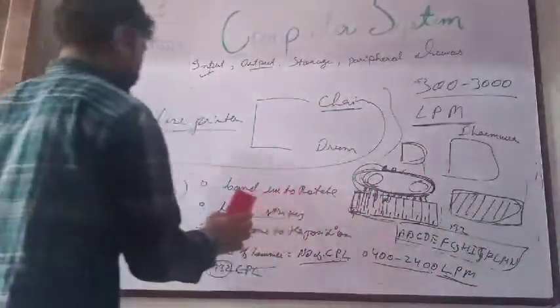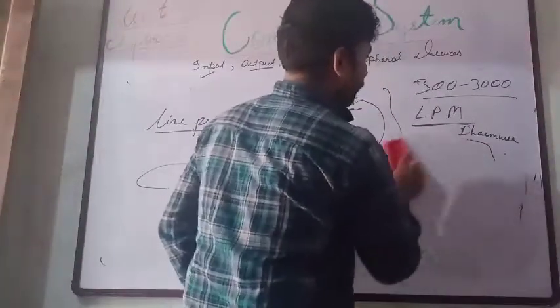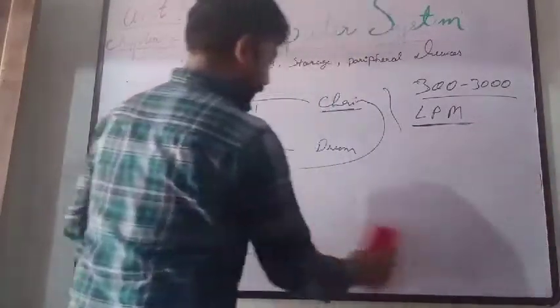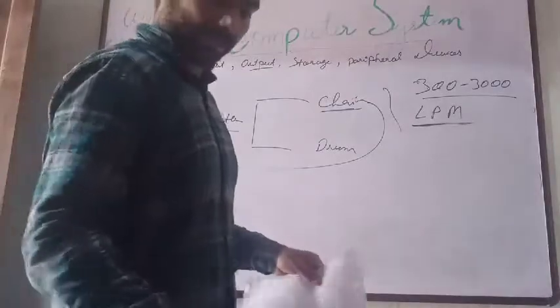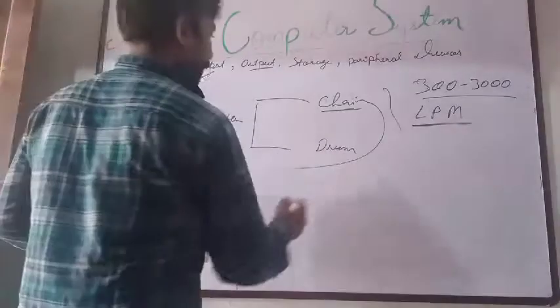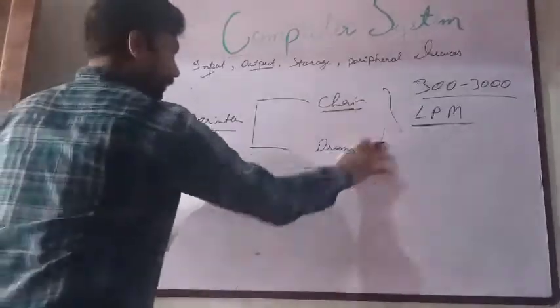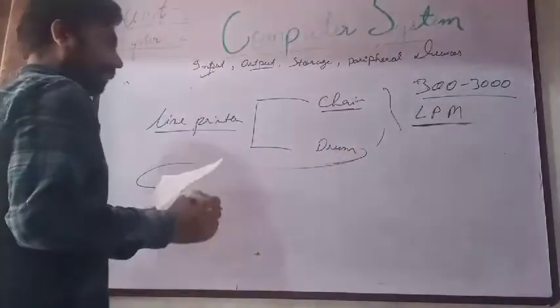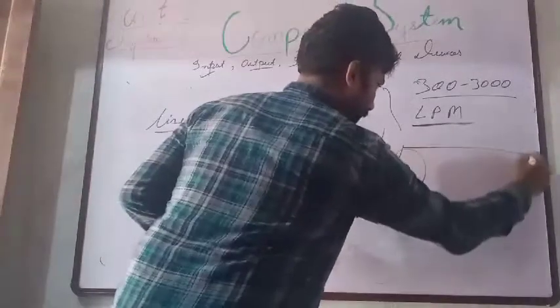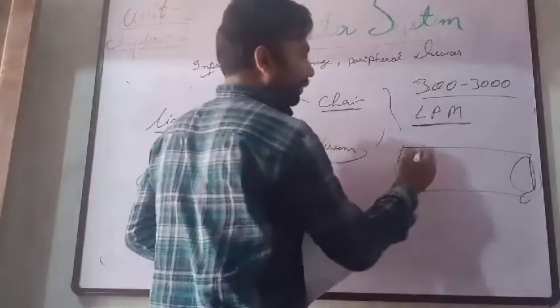Now the next point is the drum printer. The printer topic is very lengthy. It is given in your book, but just for explanation, it is very important to understand this mechanical work. In the drum printer, a cylindrical shape is there, on which the characters A, B, C, D are mounted.